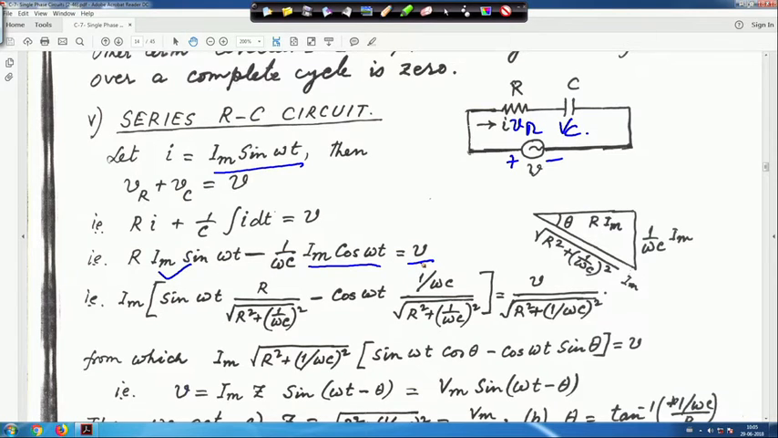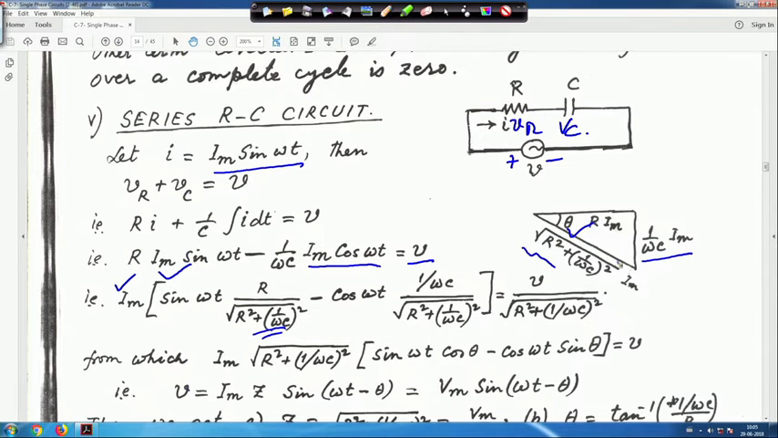So same as before, you take Im common, and here omega C, Im is multiplied, and here also Im is multiplied. So the voltage drop is multiplied, this is R Im, and this angle is theta. In this case, on both sides you divide by the square root of R squared plus (1 upon omega C) squared. If I divide both sides, the right hand side will be V upon the square root of R squared plus (1 upon omega C) squared, and this is sin omega t.